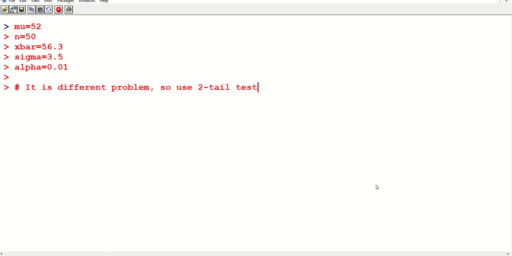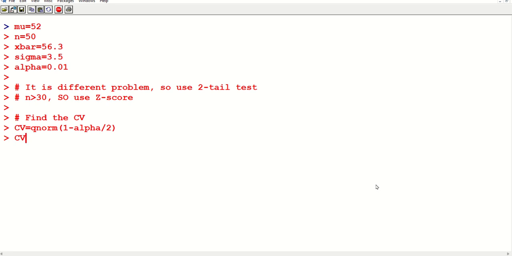Now, you can write the first comment: because it is a different problem, you can use two tail here. Another comment you can write is, since n is greater than 30, you can use z score. Now we need to find the critical value. Two things you need to remember: number one, we are using z score; number two, it is two tail. So what formula will we use to find the critical value? We will use qnorm of 1 minus alpha by 2. Now if you type CV, you will get it. This is the critical value.